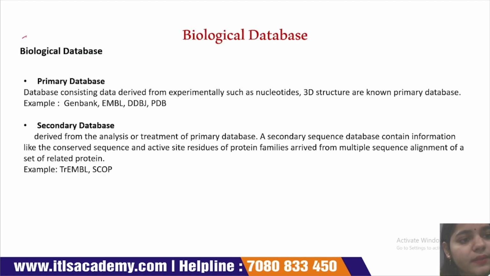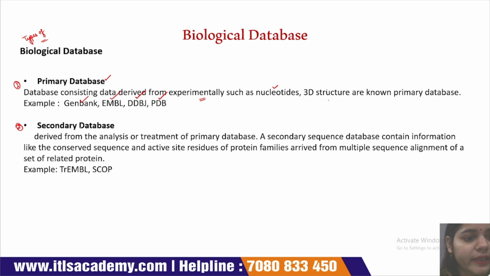Now we discuss the types of biological databases. First is the primary database. Second is the secondary database. Primary databases consist of data derived experimentally, such as nucleotide sequences and 3D structures. 3D structures of proteins are an example of primary database. Examples of primary databases are GenBank, EMBL, DDBJ, and PDB.